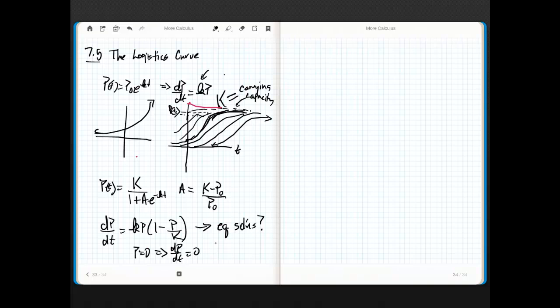Now, where's the other value? Well, just look at the curve. Where does this curve level off? Where is it asymptotic to a horizontal line? Well, at p equals K. If p equals K, this term right here goes to 1. Last I checked, 1 minus 1 is 0. 0 times anything is 0, as long as it's not infinity, remember that. And we end up with dp over dt equals 0.